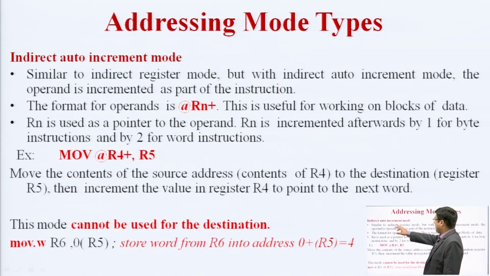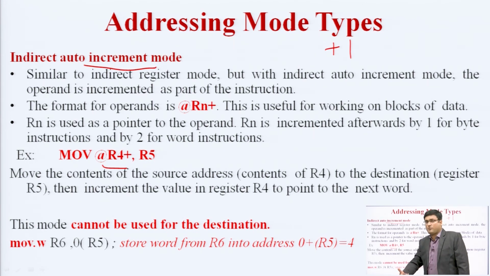Now, come to the indirect auto increment mode. The difference between this addressing mode and the previous addressing mode is the auto increment. Auto increment means we are moving the value from the particular address R4 into R5 with auto increment. That means at each execution the pointer will be incremented. So, we are moving the value from the source operand to the destination operand with each incrementation. Auto increment means the processor will automatically increment the value after executing this instruction.